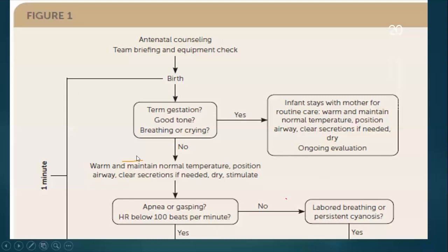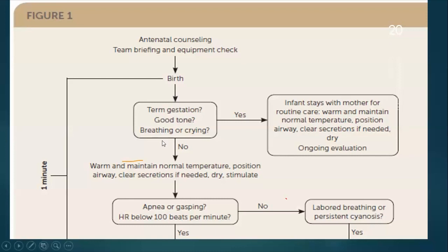In general, when we look at the algorithm for resuscitation, the earlier step is antenatal counseling, team briefing, and equipment check, so we are ready for resuscitation. We should have a team of at least three individuals: one who gives chest compression, one who gives positive pressure ventilation, one who administers the drugs, and someone who checks the adequacy of resuscitation and equipment availability. After birth, we assess whether the child has good tone and is breathing well. If the child has good tone, is breathing well and crying, we continue routine newborn care, which includes warming, maintaining temperature, positioning the airway, clearing secretions if any, and stimulating the child, with ongoing evaluation for congenital malformations and administration of prophylactic therapies.